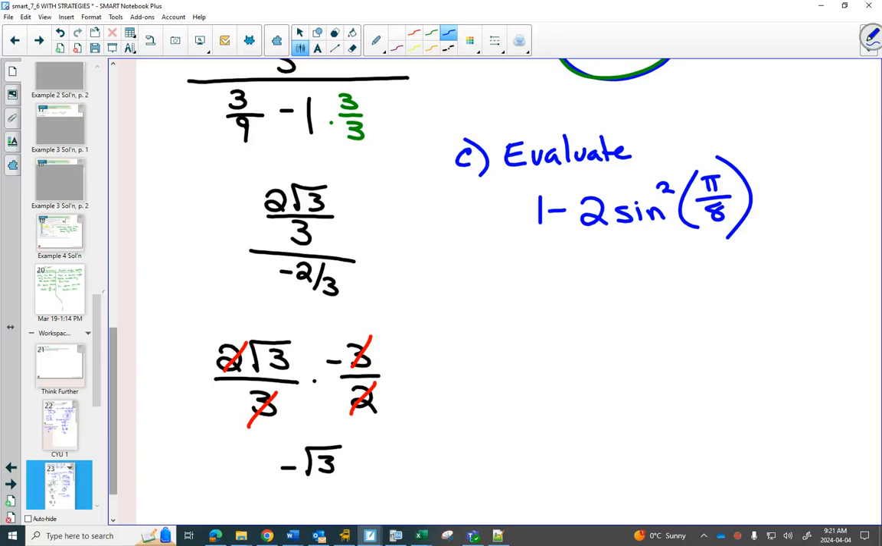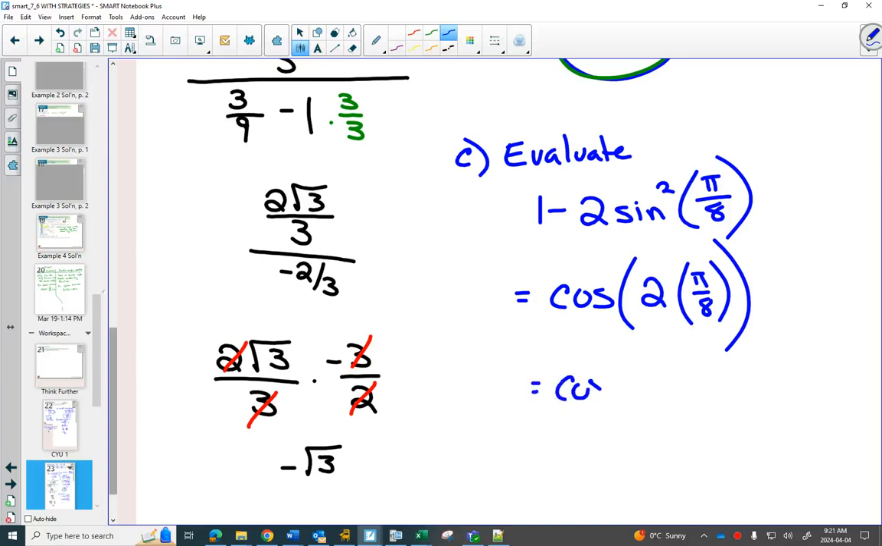But this is one where they're like, we want you to recognize the formula. Do you see that 1 minus 2 sine squared alpha is one of our formulas? It is equal to cos of 2 times alpha, and the alpha would be pi over 8. And then something really nice happens, because the multiplying of fractions, the 2 and the 8 simplify. This just becomes cos of pi over 4, which is root 2 over 2.